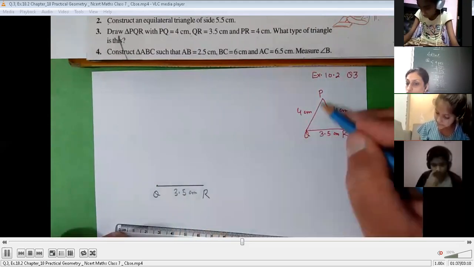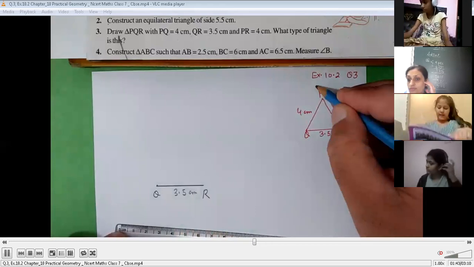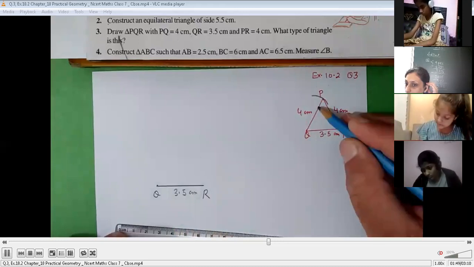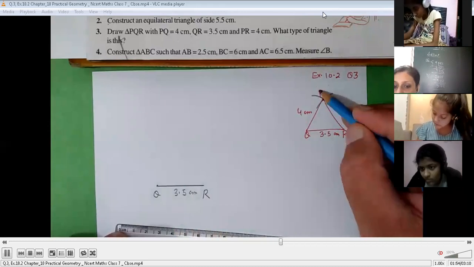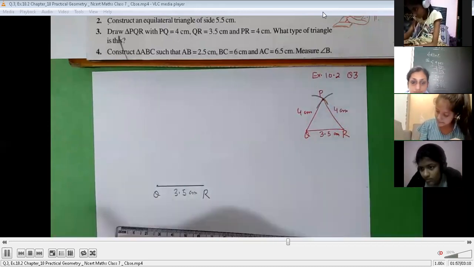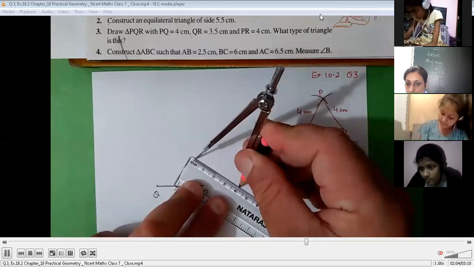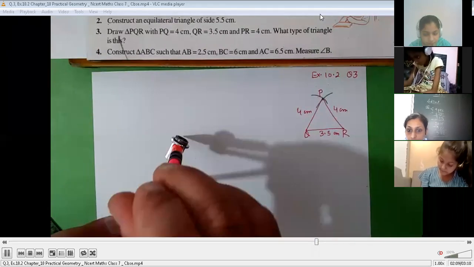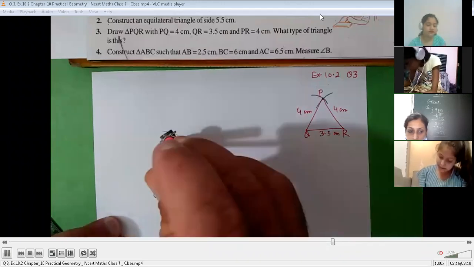Okay. Now we are going to draw QP, that will be 4 centimeters, and PR, that will also be 4 centimeters. So we'll draw one arc from the Q point, one arc from the R point. We'll take a compass in our hand and measure 4 centimeters with the help of the compass. Yes, this way from the Q point, and the same measurement from the R point.